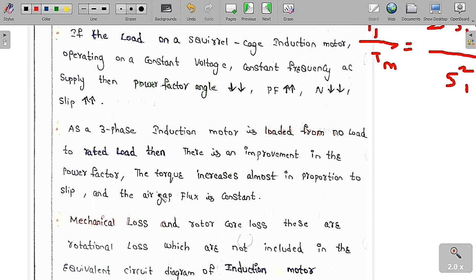I already told you, the value of S is going to get less than 1. So therefore S into X2 is less, so the power factor angle decreases and power factor increases. I already told you, in the stable region the torque is directly proportional to slip. As the slip increases, the torque also increases in a linear fashion. So as a three-phase induction motor is loaded from no load to full load, there is an improvement in the power factor. The torque increases almost in proportion to the slip, and the air gap flux is almost constant.